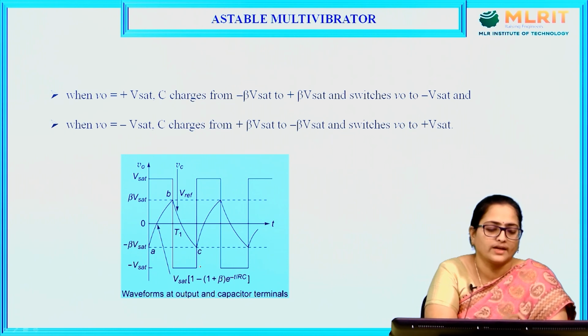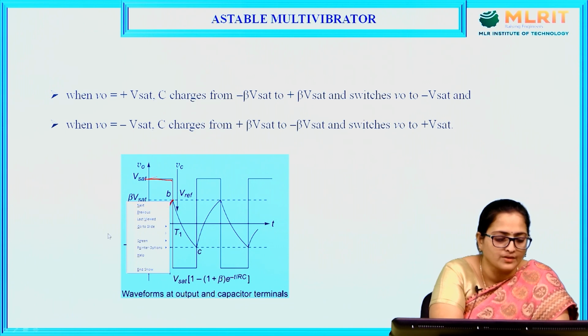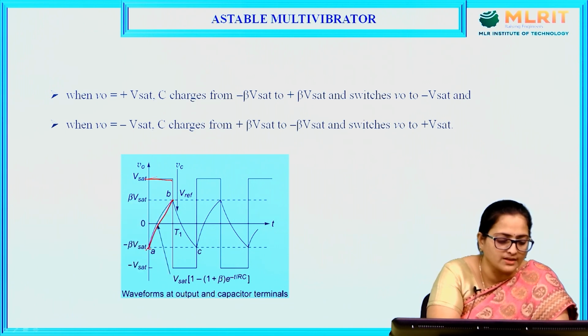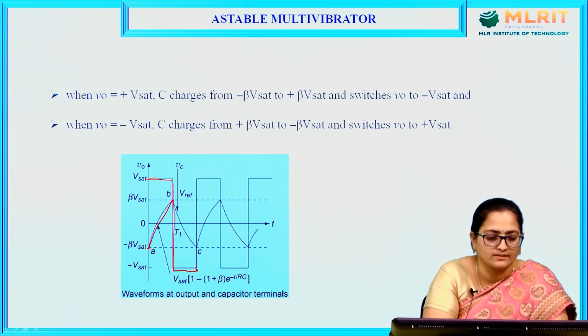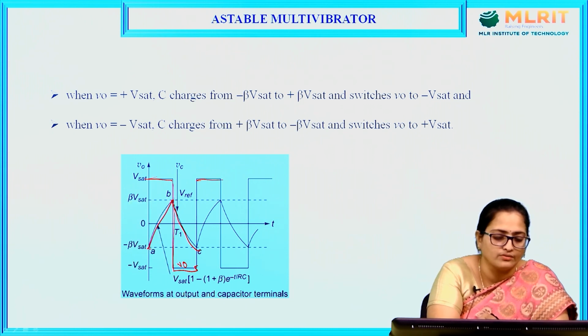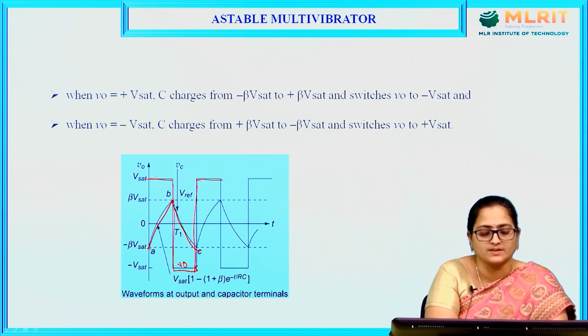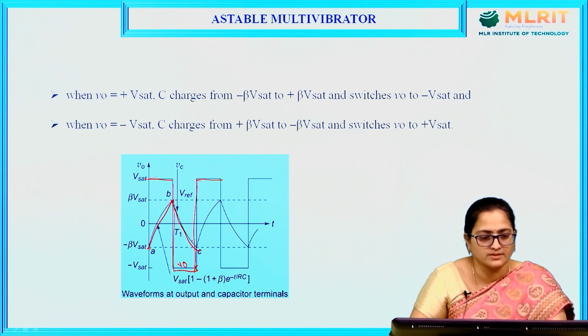Finally, I can conclude: when V0 is plus Vsat, the capacitor charges towards plus beta Vsat from minus beta Vsat, and the output voltage switches to minus Vsat. When V0 is at minus Vsat, the capacitor C discharges towards minus beta Vsat from plus beta Vsat, and V0 switches to positive Vsat. This cycle repeats for a number of turns.